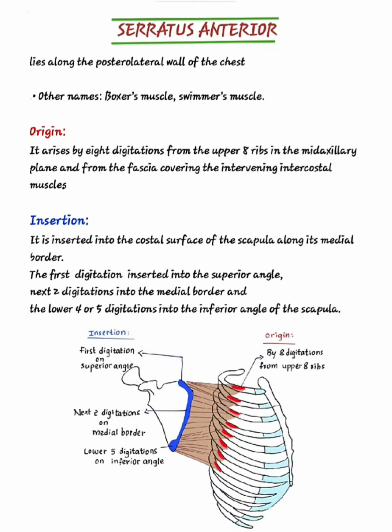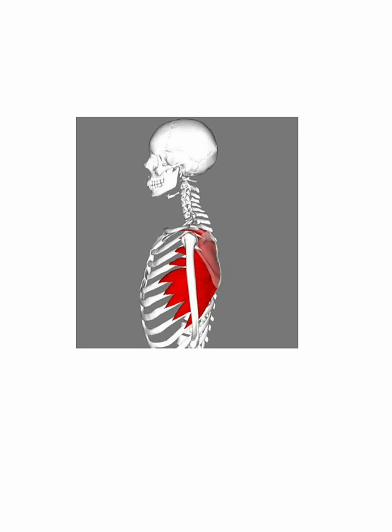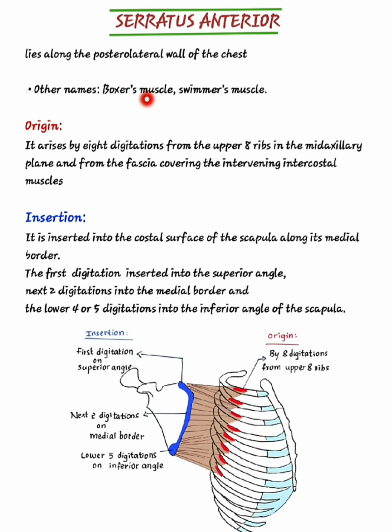In this video we are going to learn about serratus anterior. It lies along the posterolateral wall of the chest. You can see here, it lies along the posterolateral wall of the chest. It is also known as boxer's muscle, swimmer's muscle.